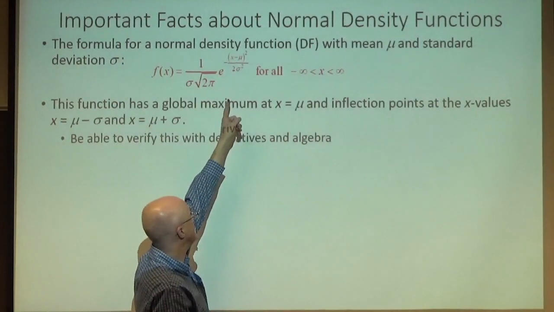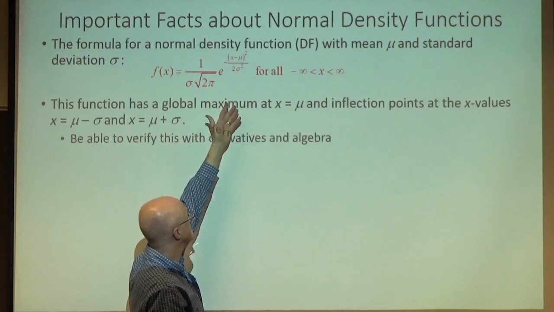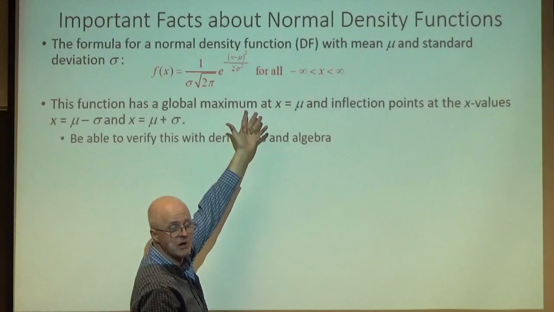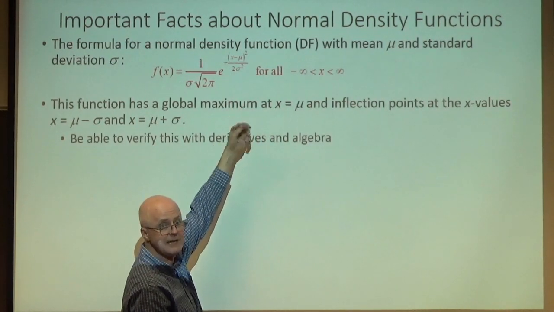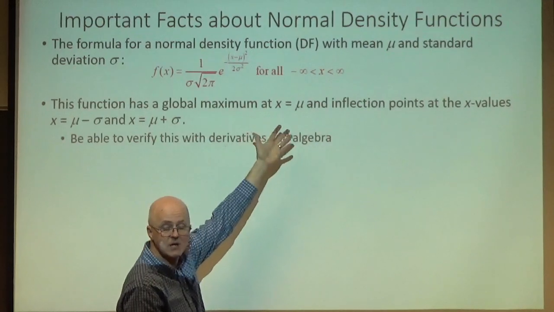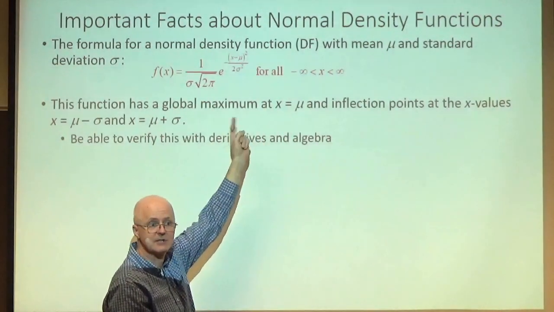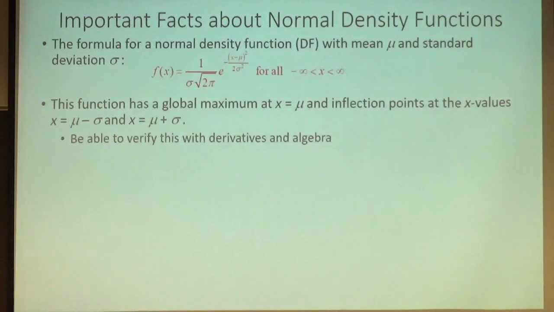That exponent of e is a negative quantity. It's going to be 0 when x is equal to mu. So you get e to the 0, which is 1. If x is not mu, then that exponent is a negative number. e to a negative number is less than 1. So it's got to be smaller when x is not mu. You can just think about the function as well to verify it's really a global max.